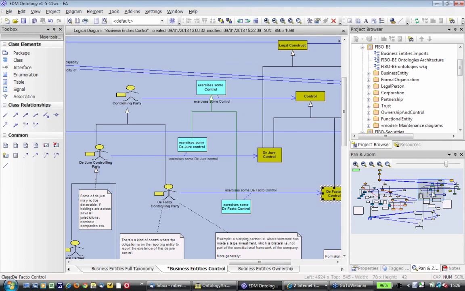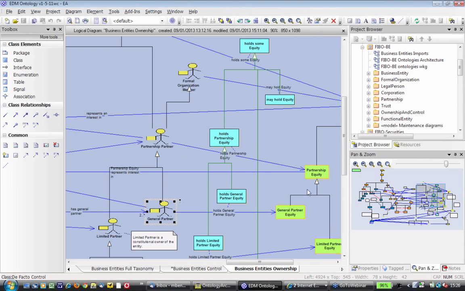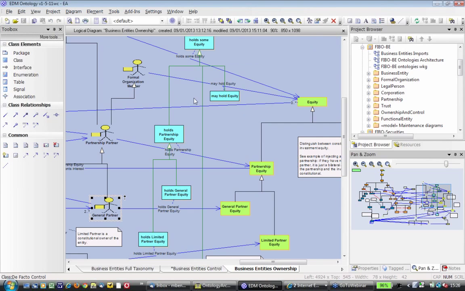But basically, as a result of that, we've defined kinds of control and kinds of equity. We've defined kinds of controlling party. We haven't yet tried to link control and equity together and say here's a kind of equity which comes with control and here's a kind of equity that comes without control. I don't know whether that's meaningful or sensible or whether it's consistent and legally right. That's something to think about.